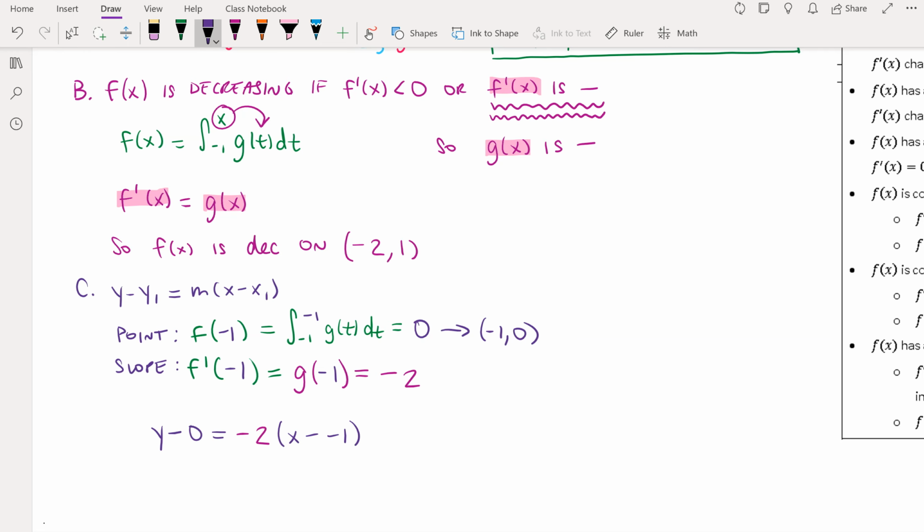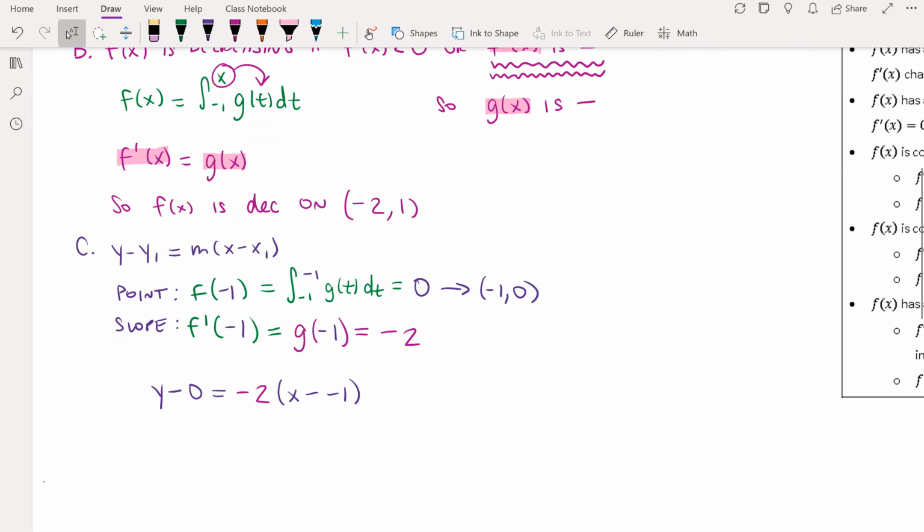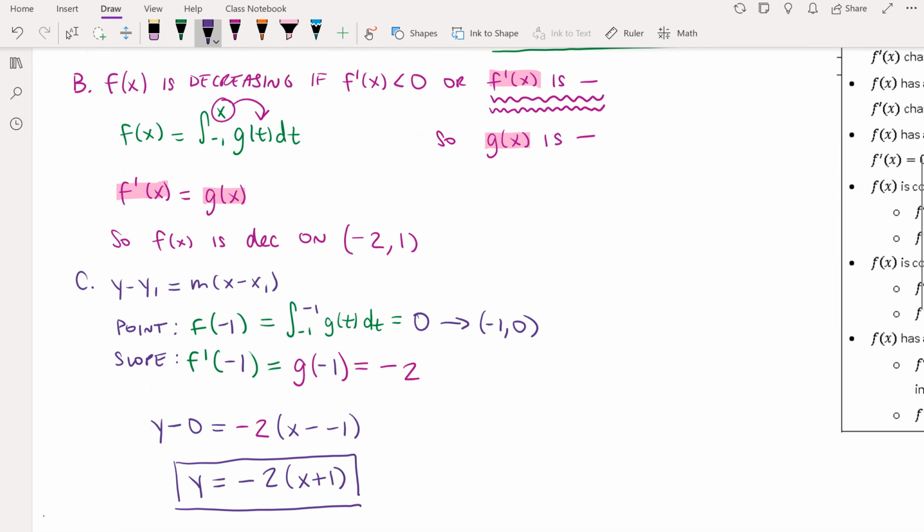We need to isolate y. Luckily, it's kind of already isolated because it's y minus 0. So it's just y equals negative 2 times x plus 1. Please don't do any more simplification than this. Don't distribute the negative 2 if you don't have to. This is the equation of a tangent line to f at x equals negative 1.